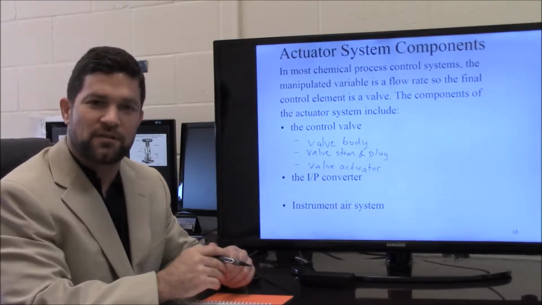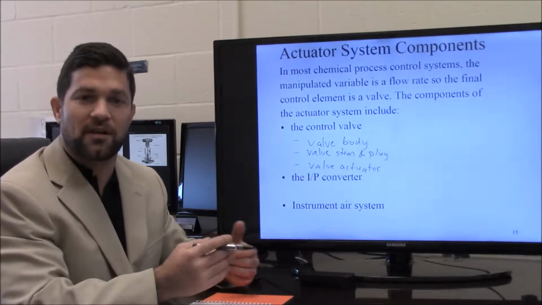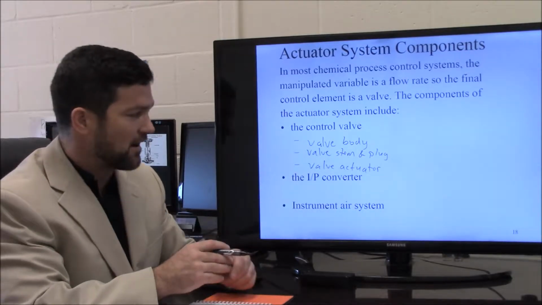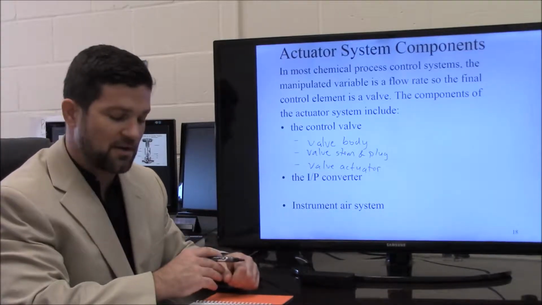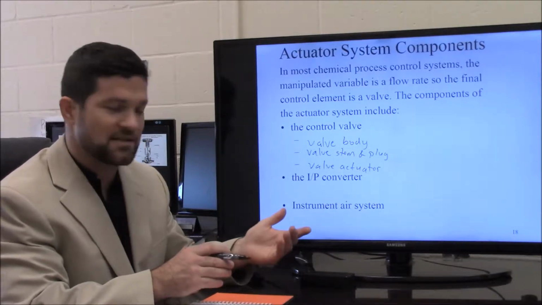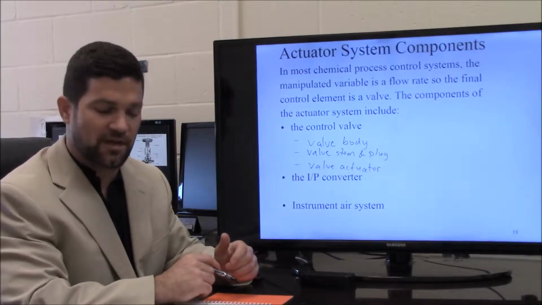Typically also as part of an actuator system there will be an IP converter, and this will convert the current that comes from the controller to an air pressure that can move the valve actuator, move the valve stem up and down. Another important part is the instrument air system that provides air to the IP converter and air to the valve to open and close the valve as needed.